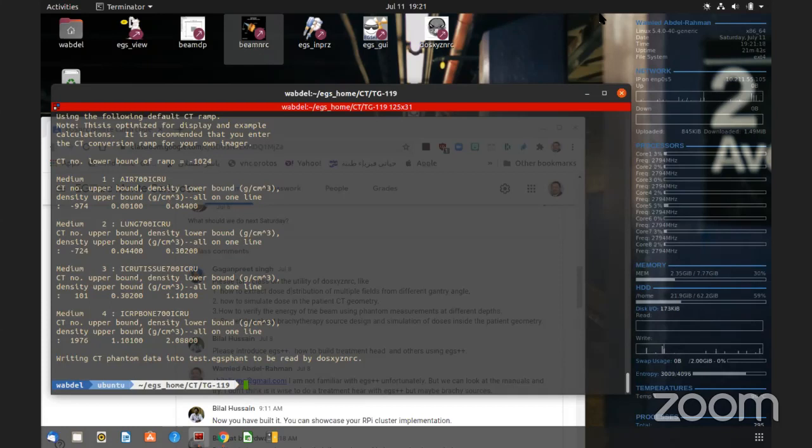So let's look at the chat. Are there any questions? We have one question from Singh. Can we use egsphant to create the ramp function, which has, I suppose, more than 7 different materials? Yes, you can. But the ramp, this is the material. But you need to actually generate those materials in your PEGS data file. That's number one. The second thing is then you have to think, okay, I'm going to use this material from this value of CT up to that value of CT.